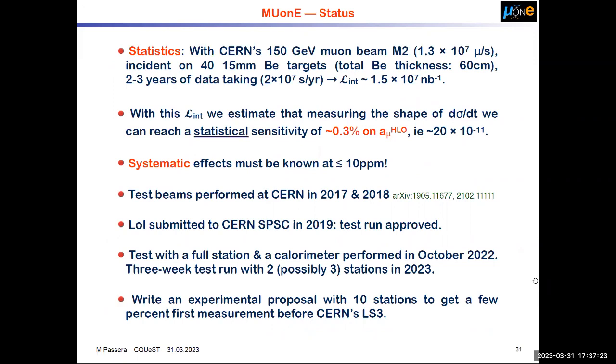Let me tell you, from a statistical point of view, what we have at CERN right now. The beam that we have right now, with the details that are running, no news, running 2 or 3 years would give this integrated luminosity. And this integrated luminosity allows us to estimate what we could reach from a purely statistical point of view, which is 0.3%. That is 20 in 10 to the minus 11, which is better than anything that has been done for decades. I remind you that it's 40 now. So if you could do this from a purely statistical point of view, in a few years you could obtain an amazingly precise result.